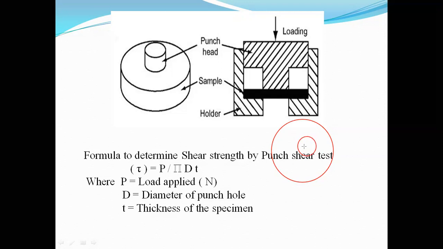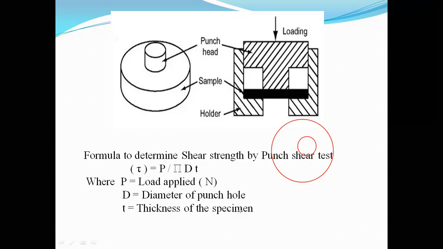Assume that this hole got created in the center. This is a kind of punch, that's why it is called the punch shear test. This is the punch head, and this is where the sample sits, and it gets punched off at this location. The formula to determine shear strength by punch shear test is tau equals P by pi D T.